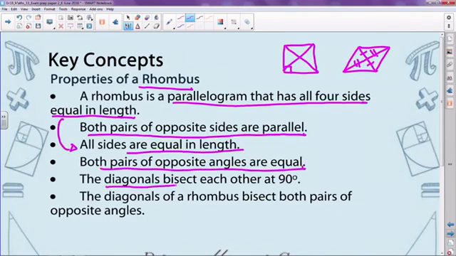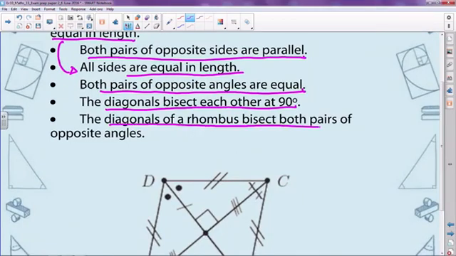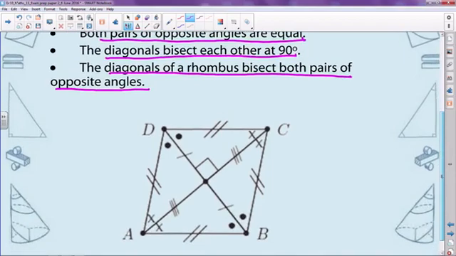The diagonals bisect each other at 90 degrees, and the diagonals of a rhombus bisect both pairs of opposite angles. Now that's quite interesting. It means that that has the same value as that, which has the same value as that, and that. That should be quite useful.